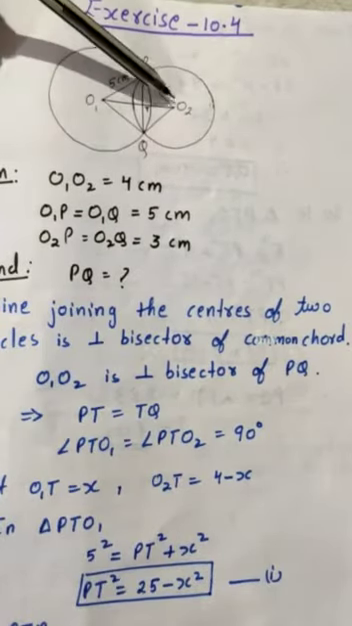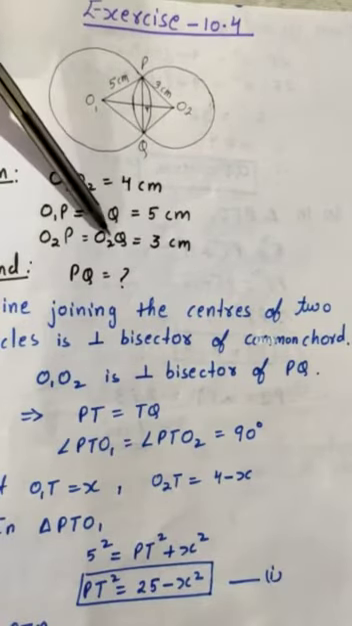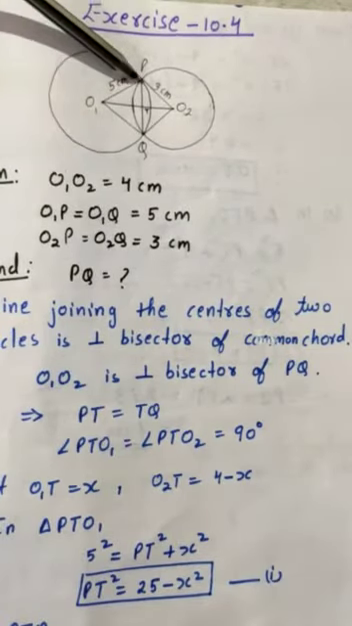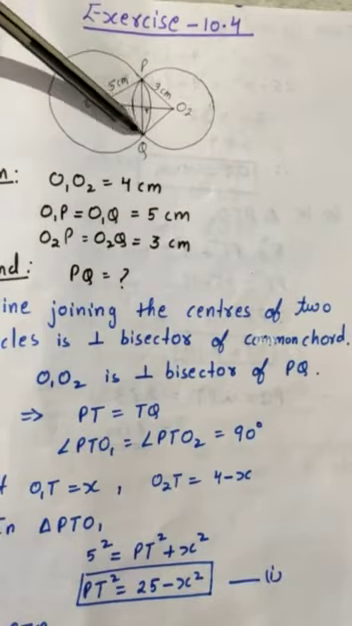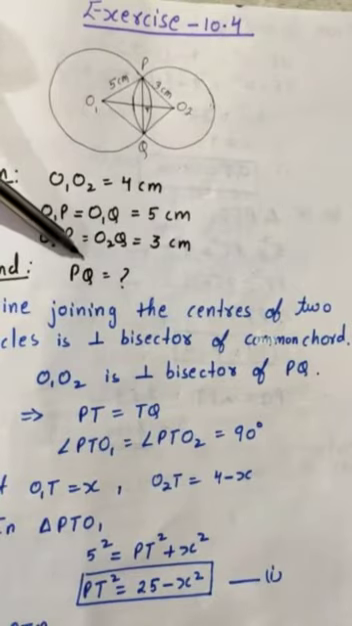So O1O2, the distance, is 4 centimeter. These three things are given to you. You have to find out the length of the common chord. So you know what is the common chord? PQ. So you have to find out the length of PQ.